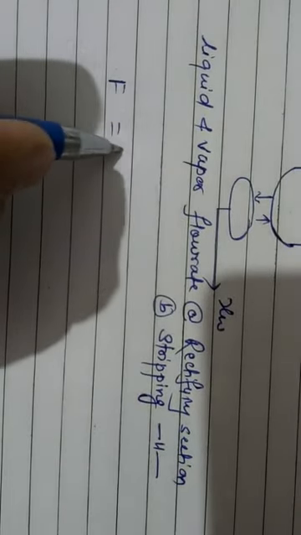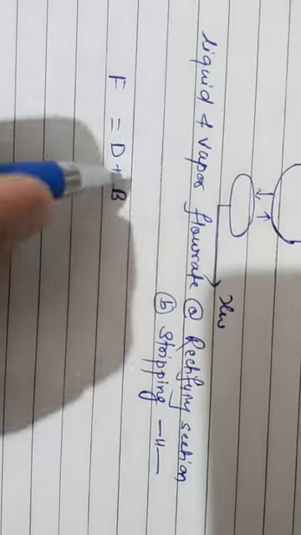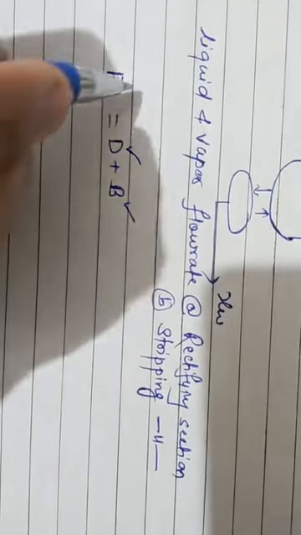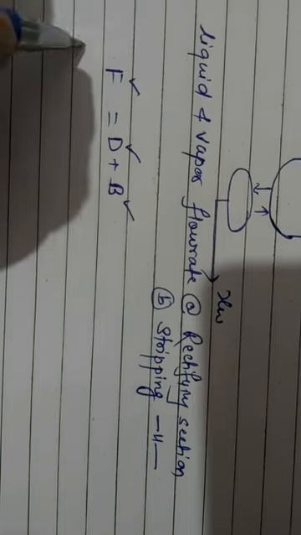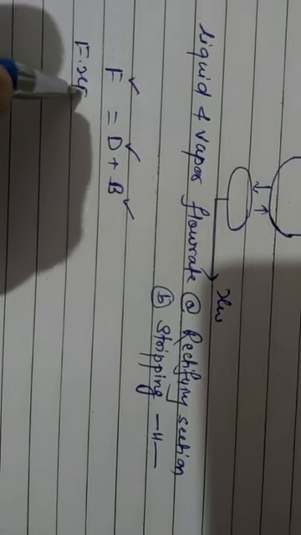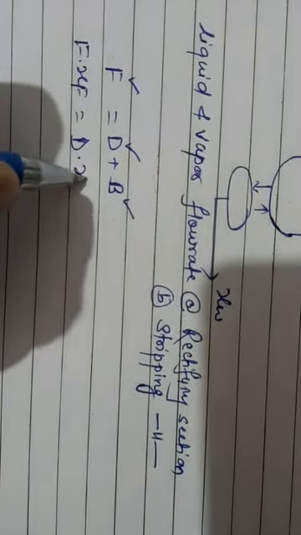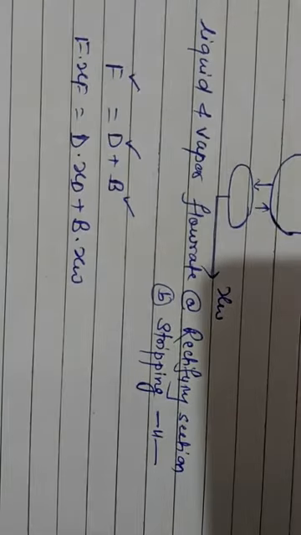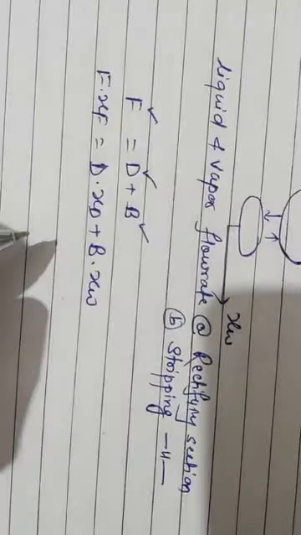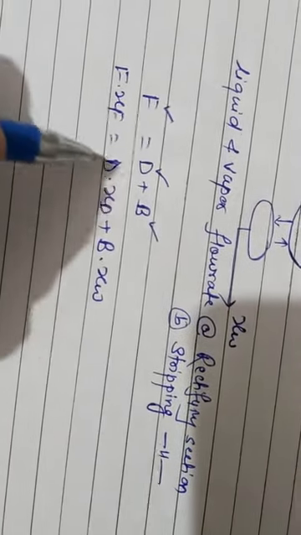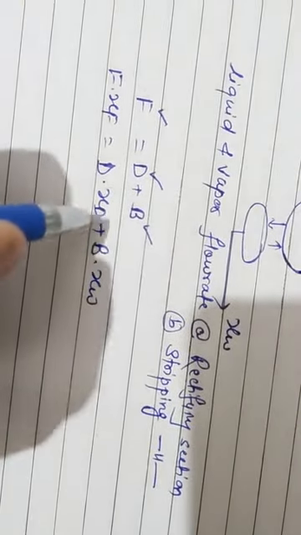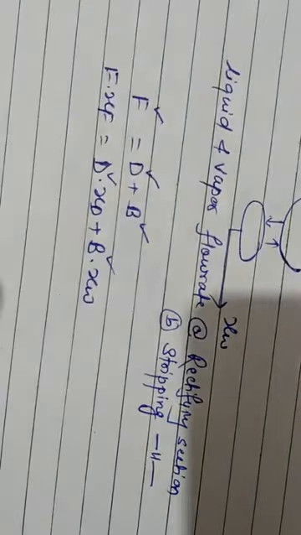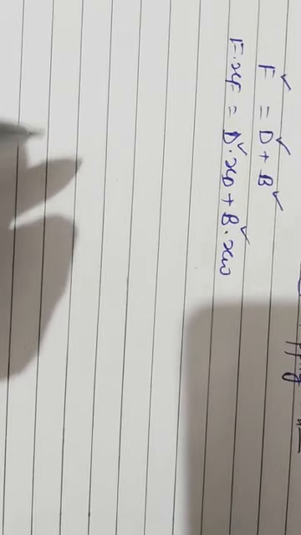Now we have the equation F equals D plus B. D is the top product, B is the bottom product, F is the feed. There is another equation, basically the component balance. So there are two equations, two unknowns. So you can find out D and B, and then you can proceed with the McCabe-Thiele method.